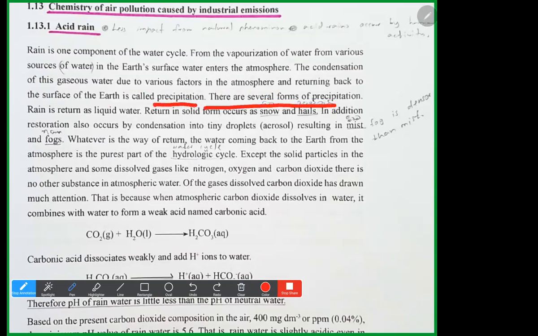There are several forms of precipitation. Rain is the return as liquid water. Return in solid forms occurs as snow. That is a very beautiful experience. If you are not living in very, very cold areas, then I think you may not have had that experience.